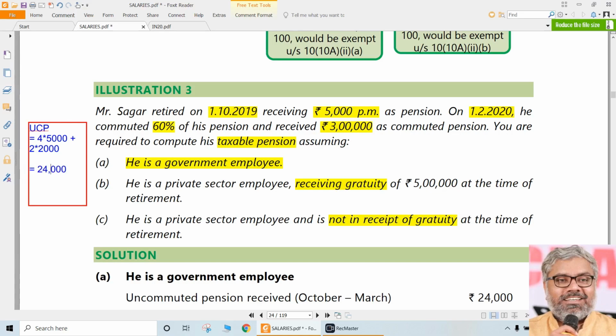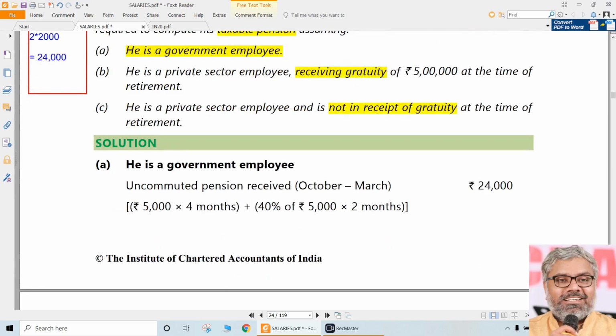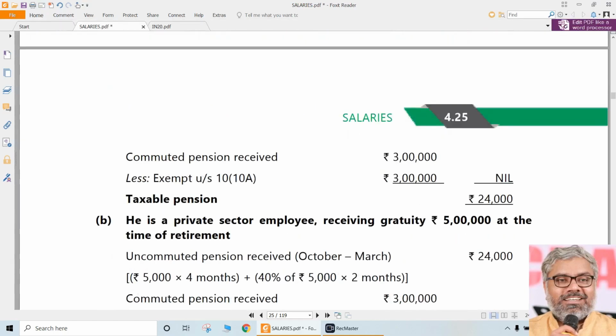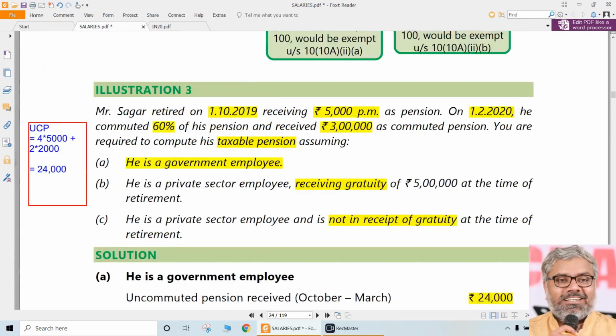Actually, for everybody, whether it is the first case, second case or third case, in all cases the uncommuted pension is going to be the same, right? Because the case is same. 24,000 rupees is going to be taxable for the first case, definitely yes. That is the government employee. That is what is given here. What about this 3 lakhs, sir? That is fully exempt. So total taxable pension for the first case, government employee, is only 24,000 rupees. That's it.